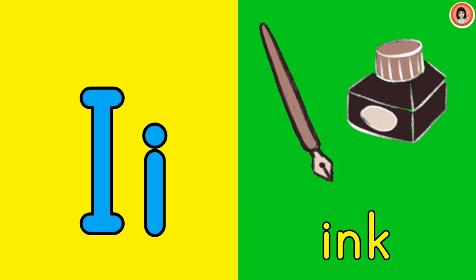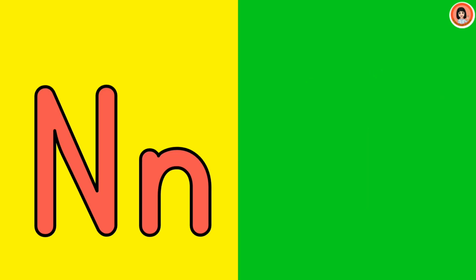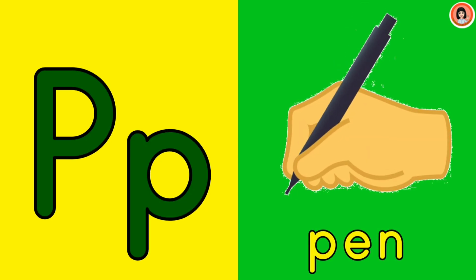H, horse. I, i, ink. J, j, jam. K, key. L, lamp. M, m, moon. N, nest. O, o, ox. P, p, pen. Q, q, queen. R, r, rain.